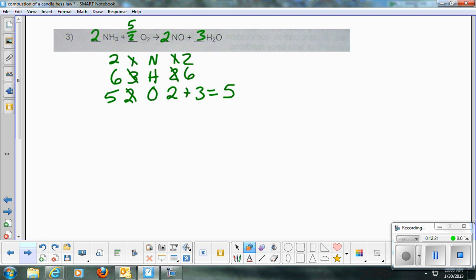Because 5 halves times 2 is 5. But I can't leave it there. So how in math do I get rid of a fraction? Times the whole thing by 2. So I'm going to go back and times the whole thing by 2. So that 2 changes to a 4. This 5 halves changes to a 5. This 2 changes to a 4. This 3 changes to a 6, and I'm done.